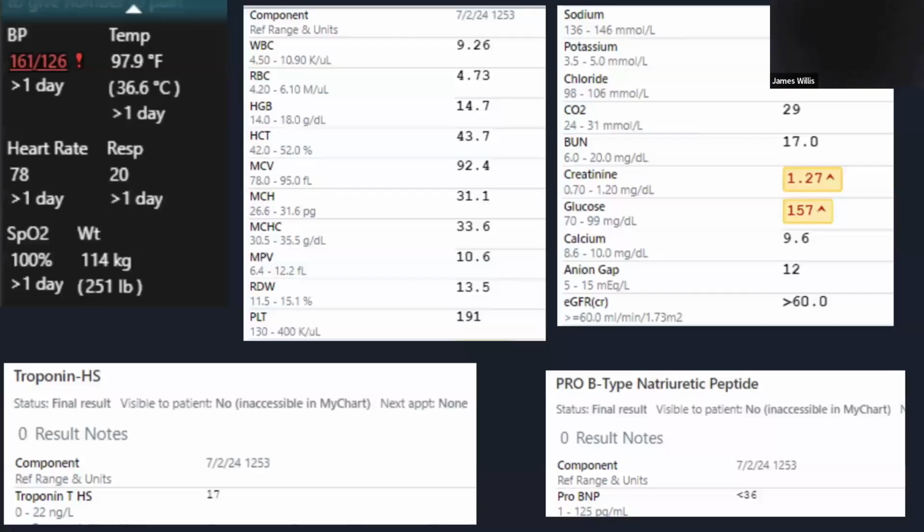So here's some of the laboratory work that came back. Of note, this patient did not have a positive troponin. So at this point, you have EKG changes, you have someone in chest pain. What are we going to do? Transfer, right? Because we don't have PCI here.